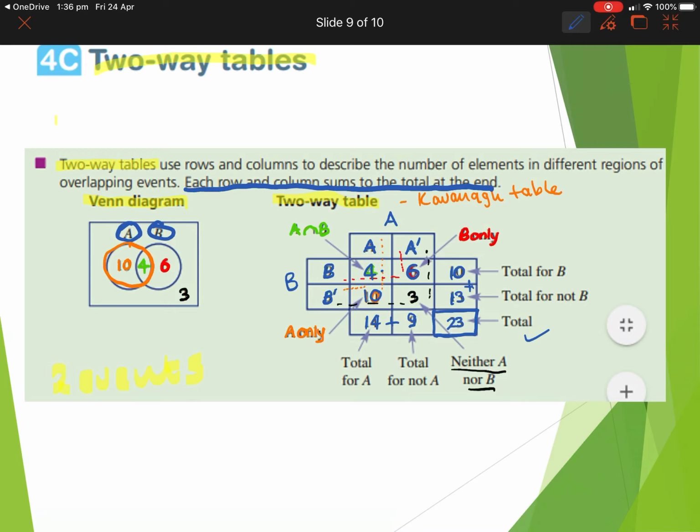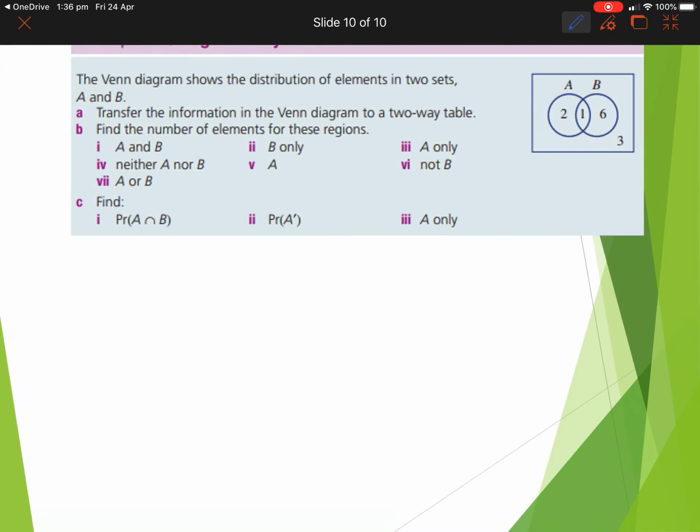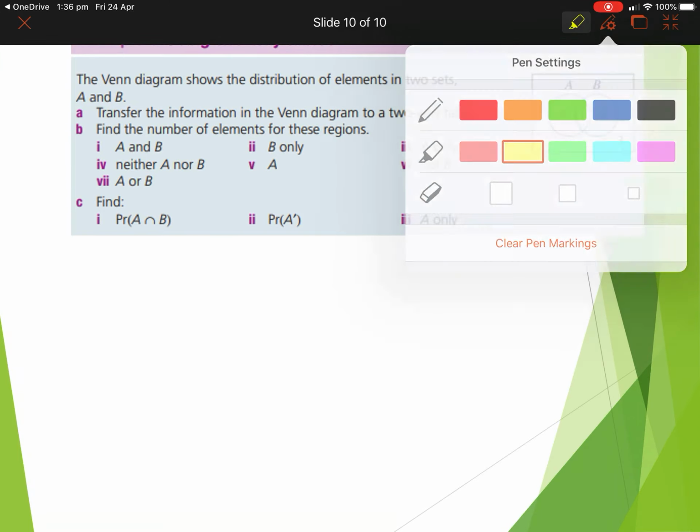Okay, so that's what we're looking at today. So really important you get this bit in your book. Let's just do an example with a proper example, I guess.